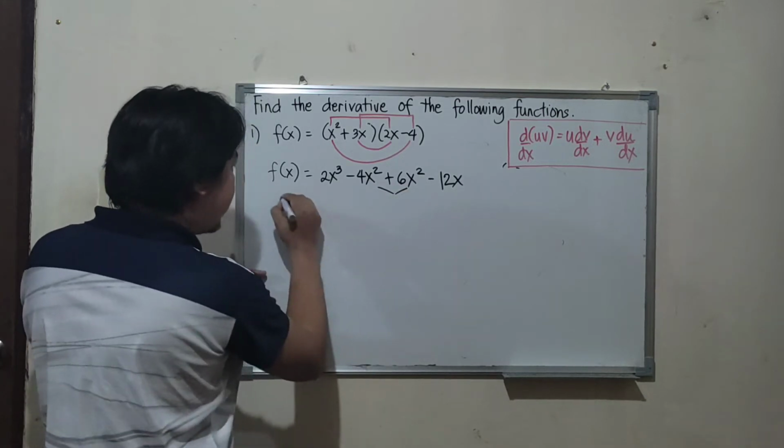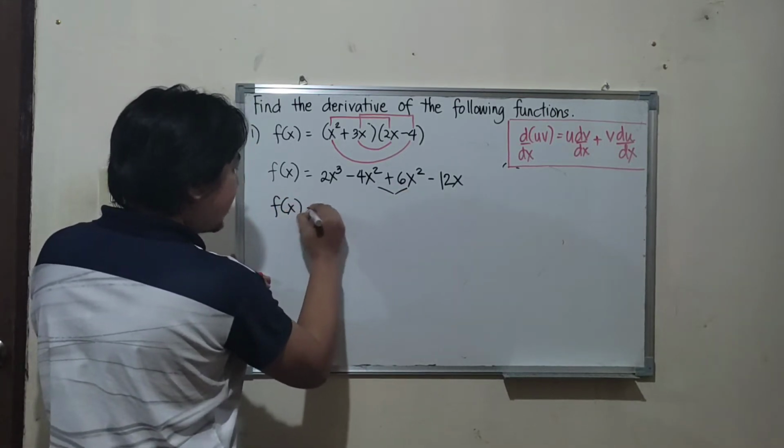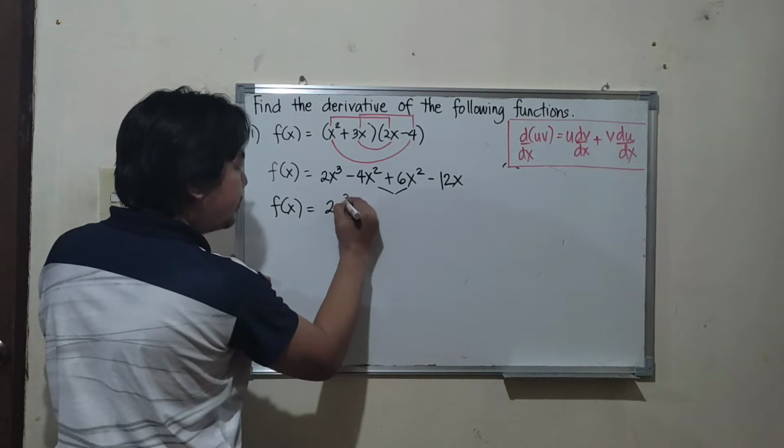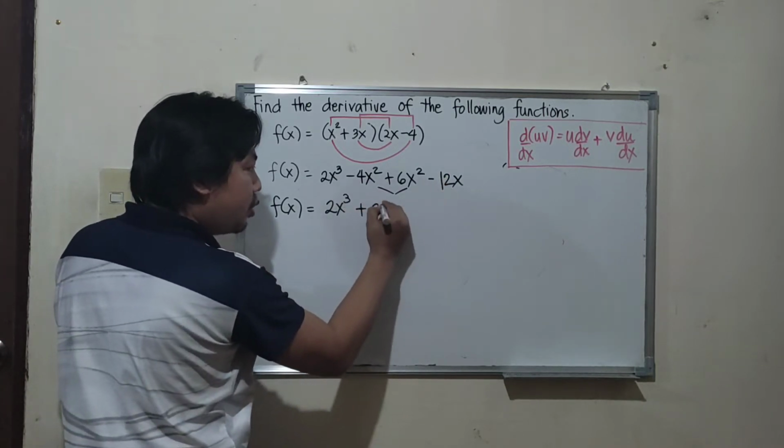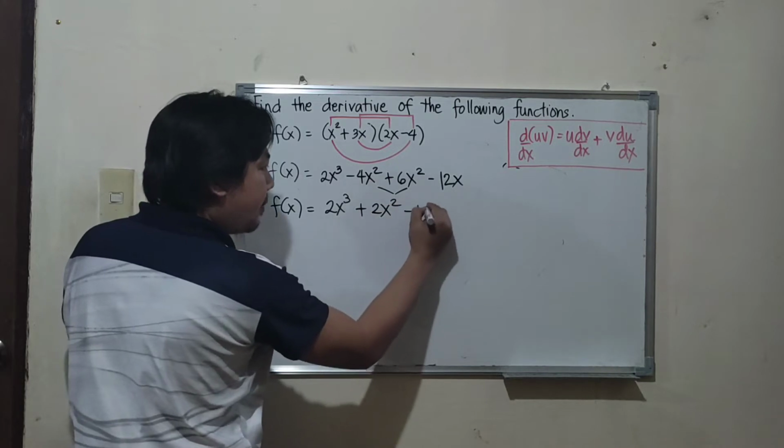Okay, then combine the inner terms since we have similar terms, x squared parehas. So combine natin yan. So we have f of x is equal to 2x cubed, negative 4x squared plus 6x, that is positive 2x squared, and then minus 12x.